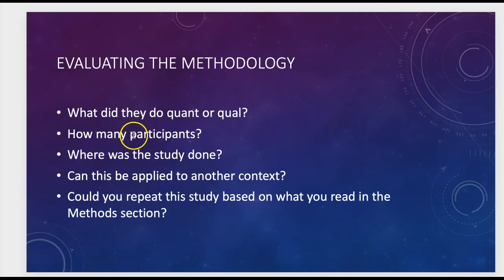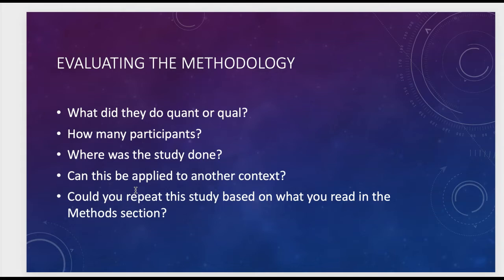So when you're evaluating the methodology, you just want to think about really quickly, what did they do, quant or qual? How many participants did they use? Where was the study done? Could this study be applied in another context? And could you repeat the study based on what you read in the methods section? Methodology should be descriptive enough that anybody picking up that paper can replicate that author's findings.